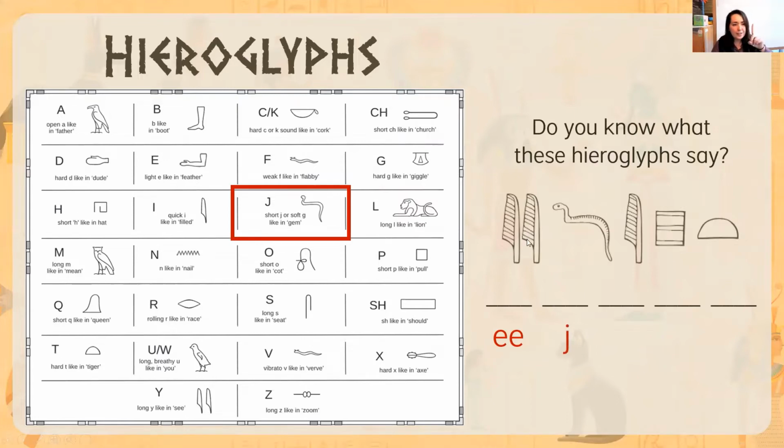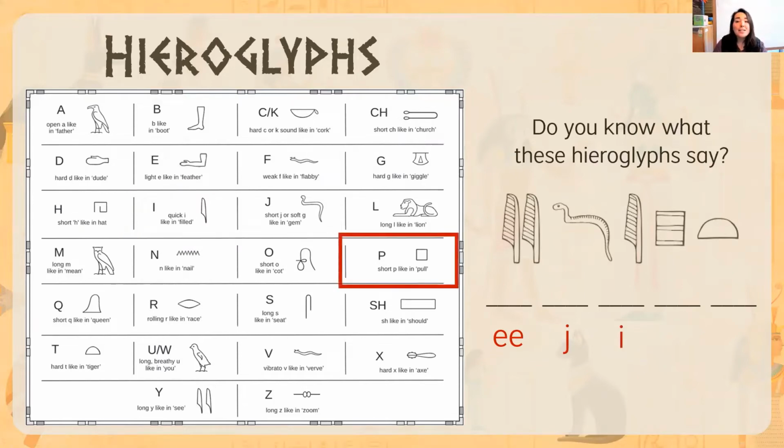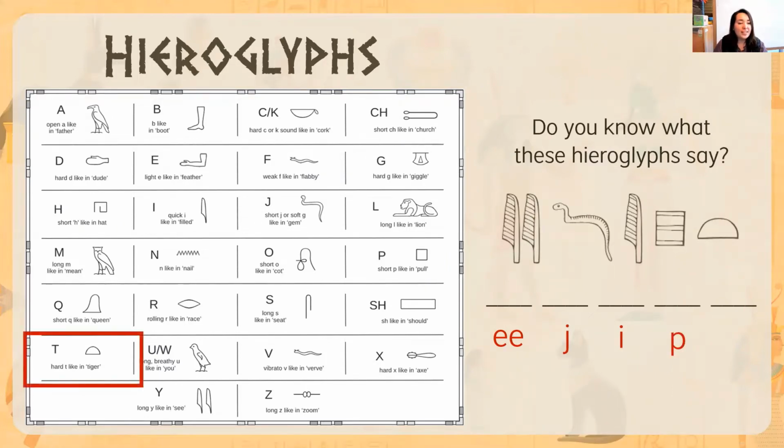All right, the one feather, I. E, J, I. And the square makes a P sound. And finally, the half circle makes a T sound. So when you hear E, J, I, T, P, P, T.